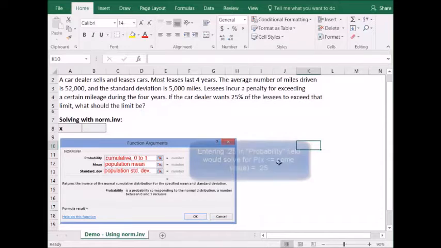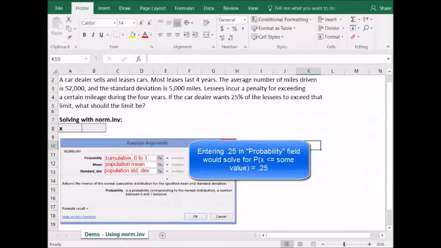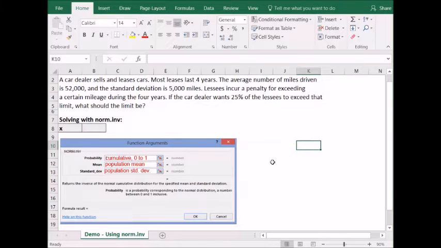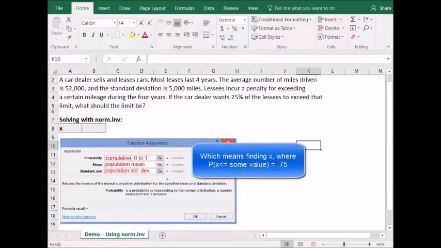That means if I enter 25% or 0.25 here, we would be solving for the lower limit of miles driven by 25% of drivers. 25% of drivers, in other words, would drive that many miles or less. Instead, I want to know the number of miles that will only be surpassed by 25% of drivers, which, when we're using a cumulative function like norm.inv, means finding the number of miles that 75% of drivers will not surpass.